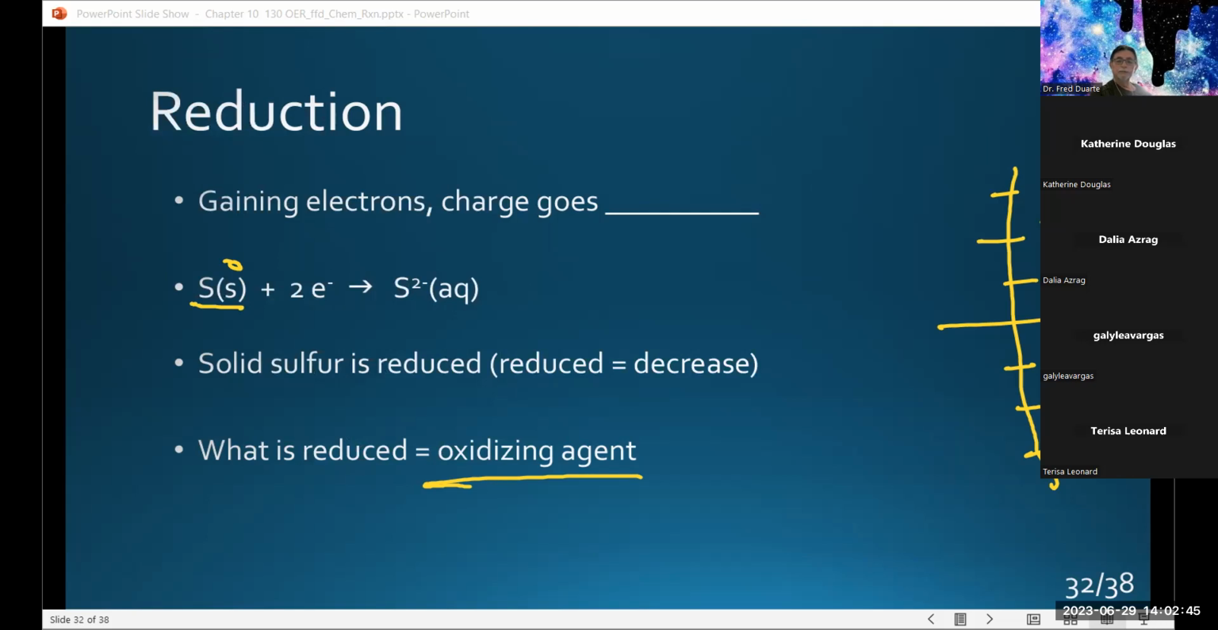In this scenario, we have sulfur, which is a nonmetal. So it starts at 0. It will gain 2 electrons, so its oxidation number will go down. Okay, because it gained 2 electrons. So in this reaction, sulfur is reduced, which then makes it the oxidizing agent. It is the agent that will utilize those electrons that the reducing agent produced.